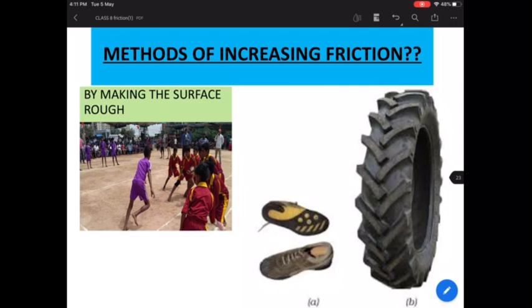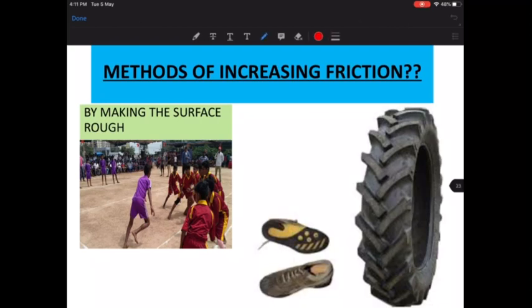Okay, so let's continue now. Let's talk about the methods of increasing friction. How can you now increase friction? Firstly, you can make the surface rough if you want to increase friction, because you know that on a rough surface generally the friction will be very high. It will be more.